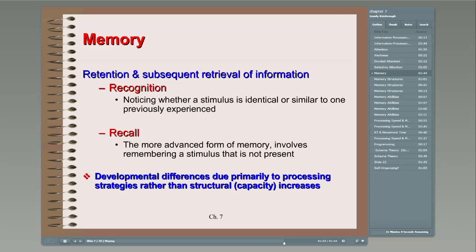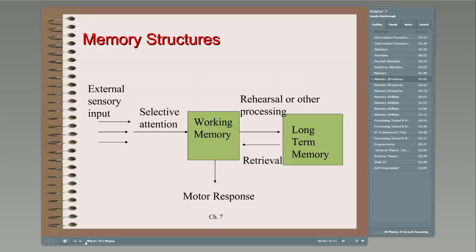Developmental differences in memory are due primarily to processing strategies rather than structural or capacity increases. Our brain does not get much larger after we're about 6 years old. So it's not that our brain is getting larger or our central nervous system is getting more connections. It's actually getting fewer connections because of pruning and cell death. So the reason our memory improves is because we come up with strategies.